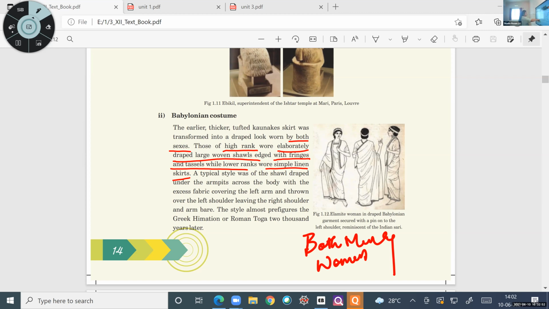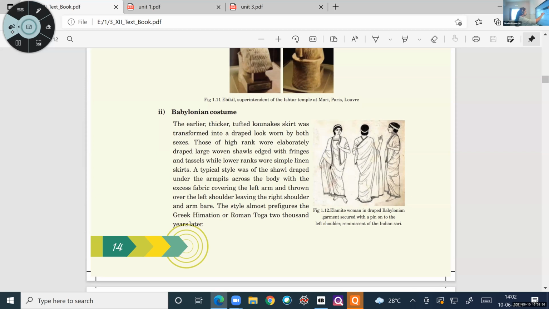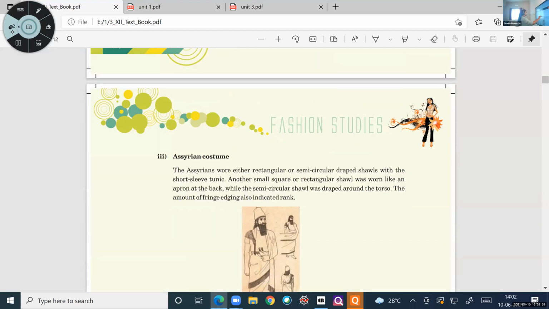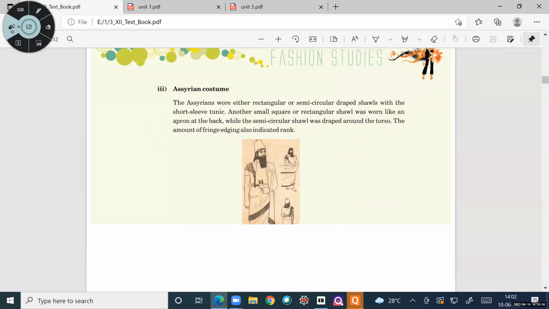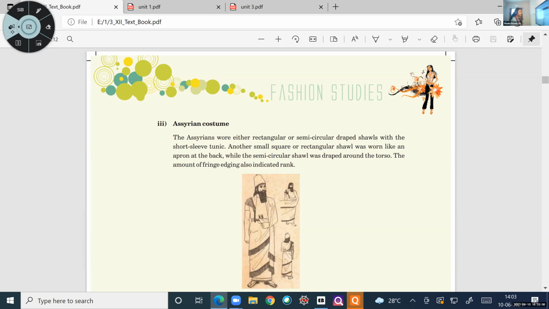Is that clear? Explain Babylonian costume, Malavika. The Kaunakes was transformed into a draped look and it was worn by both men and women. And about Sumerian costume, was it unisexual or did just one of the sexes wear it? Both. Okay, so in both Sumerian and Babylonian, Kaunakes was a unisexual garment, right?